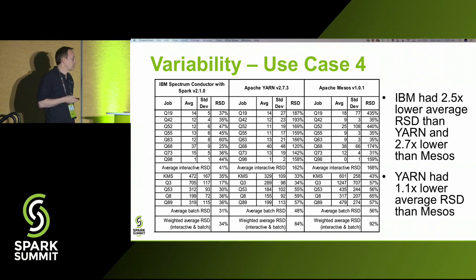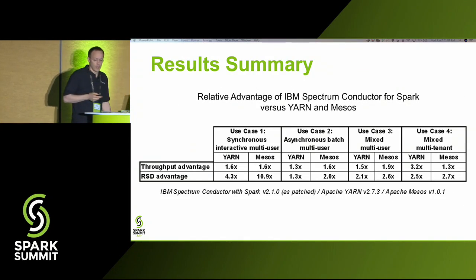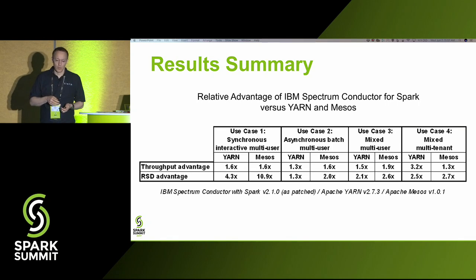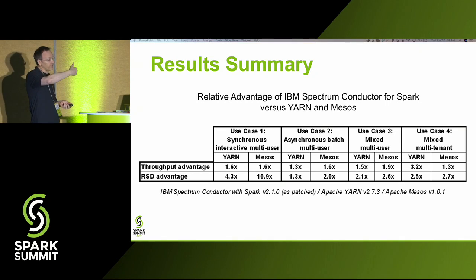So just to summarize, we put this in a table since in every case the IBM Conductor had an advantage. One way to visualize that is just to show what that advantage was across throughput and relative standard deviation for all 4 use cases, and that's what this table does. So this is just a summary of the numbers that I showed you before. So this is how many times better the results were when run on Conductor than run on the other things.